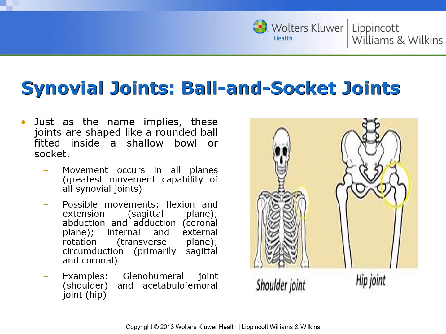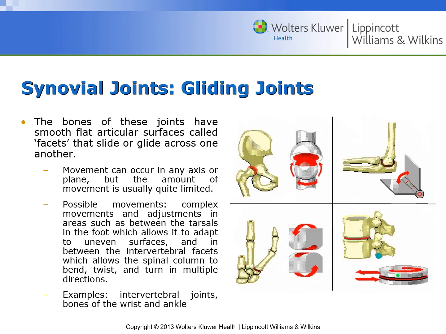Examples, of course, are the glenohumeral joint, which is the shoulder, and the acetabulofemoral joint, which is the hip. The gliding joints are the next type of synovial joints that we will consider. The bones of these joints have smooth, flat articular surfaces called facets that slide or glide across one another. Movement can occur in any axis or plane, but the amount of movement is usually quite limited.